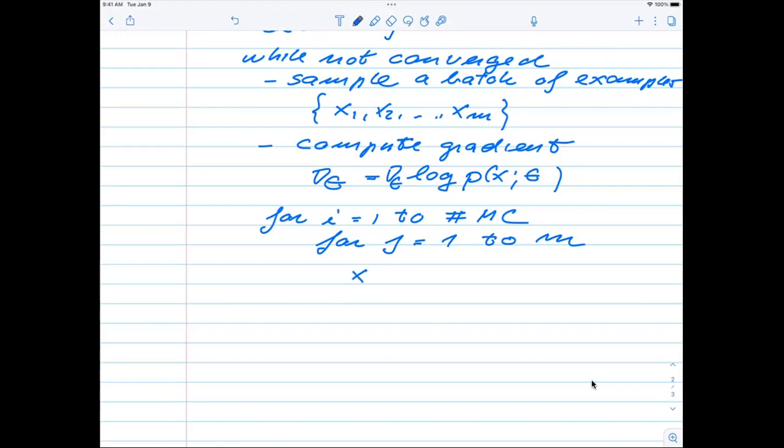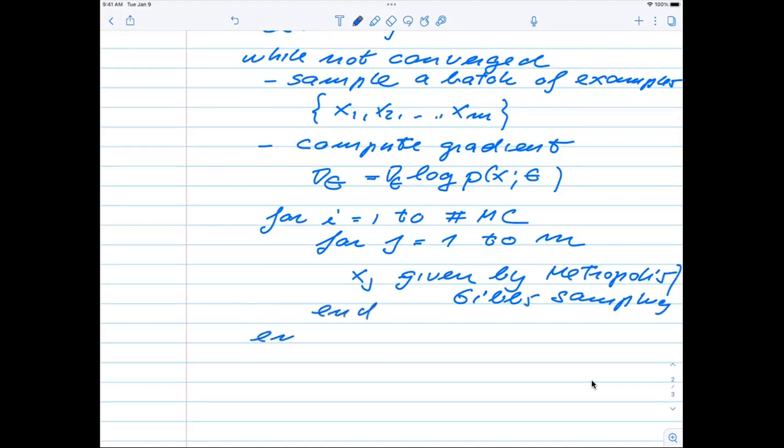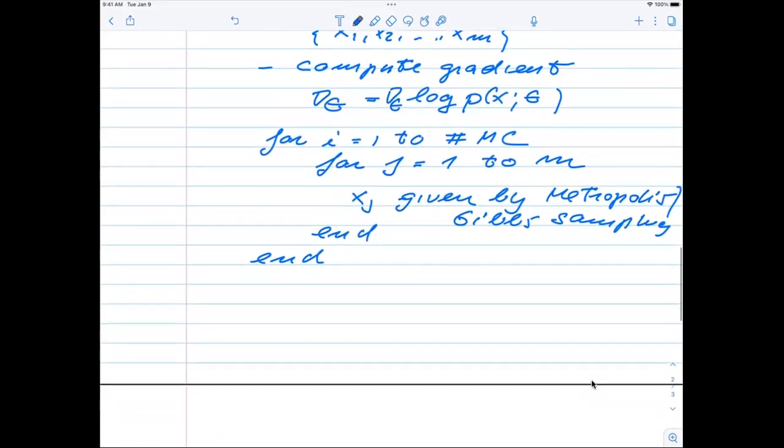So we would have an x of j, which is given by this. We are suggesting a new configuration, and these are given by Metropolis sampling, or if you're using Gibbs sampling, that's another way of doing that. So that means that we are setting up a set of data points, and then we end here and end here. And then with these points, we calculate the new gradients.